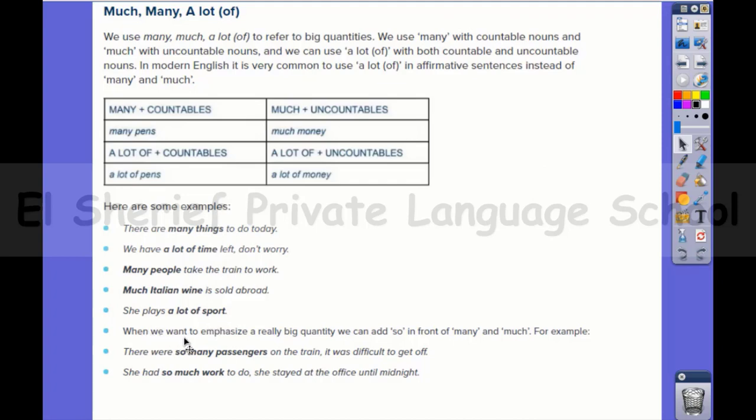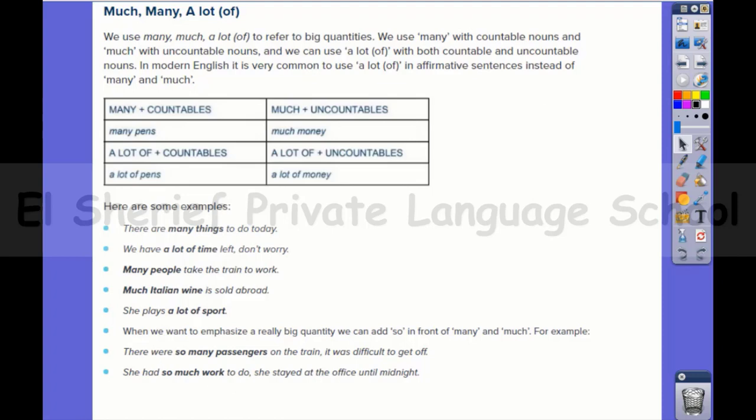Okay, when we want to emphasize a really big quantity, we can add so in front of many and much. For example, there were so many passengers on the train. She had so much work to do.